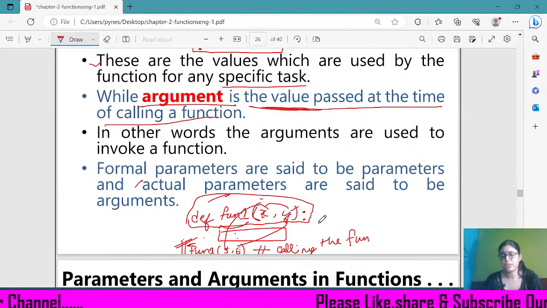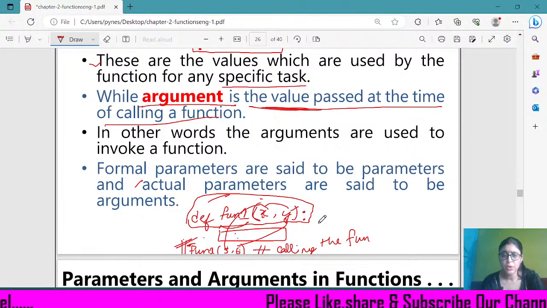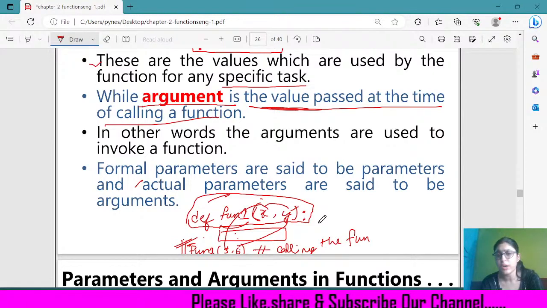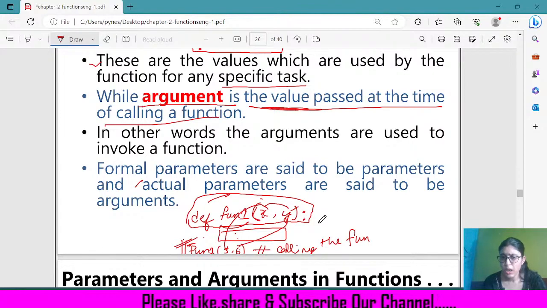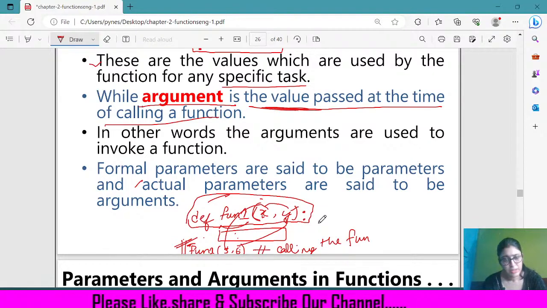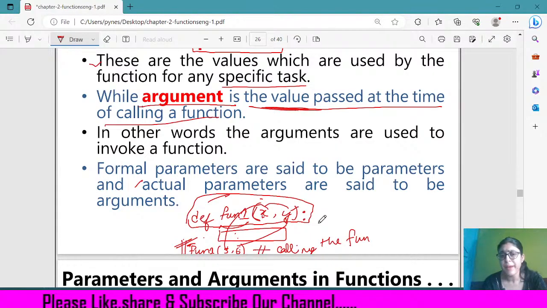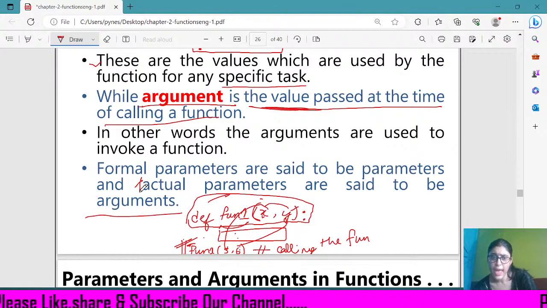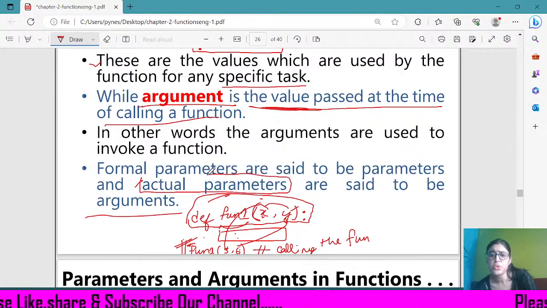Now there are different kinds of arguments as well as parameters, and we are going to see all of this, but let's just know about this one for now. In other words, arguments are used to invoke a function, that is, we use arguments to call the function or pass values into it. And what are formal parameters? Formal parameters are said to be parameters, and actual parameters are said to be arguments. So actual parameters equal arguments.